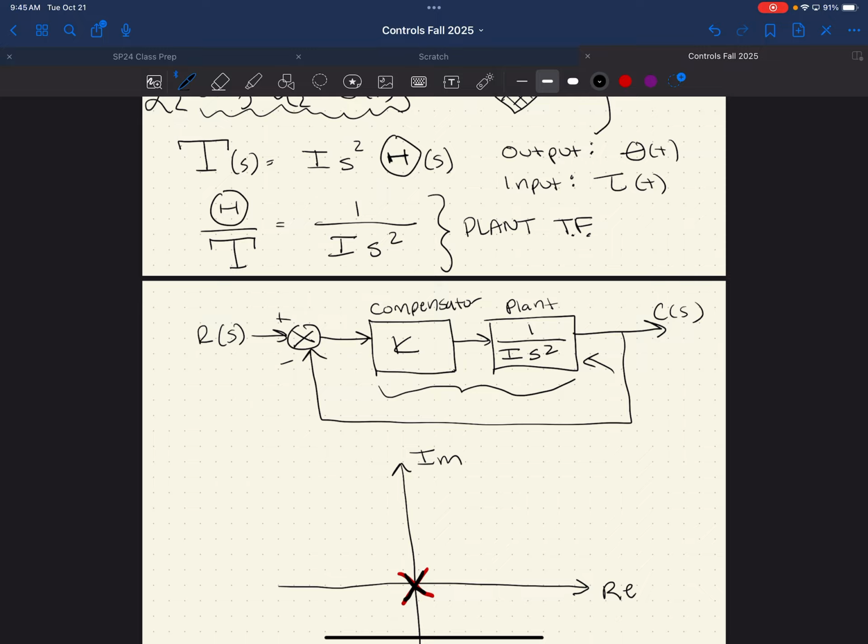Tell me about branches on the real axis. When I'm drawing my root locus, the rule is that I put a branch on the real axis when I am to the left of an odd number of poles or zeros. So, should I put a branch out here? No. Should I put a branch here? How many poles am I to the left of? I heard 0, 1, and 2. I'm thinking that this is a pole that's black, and this is a pole that's red. So I'm to the left of 2 poles, an even number of poles, so I don't put a branch.